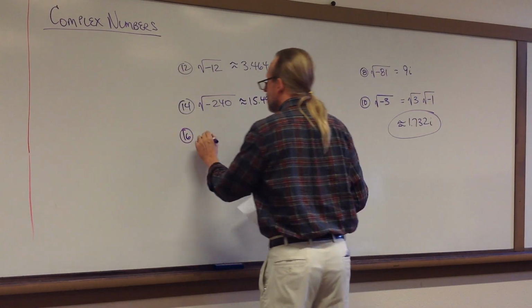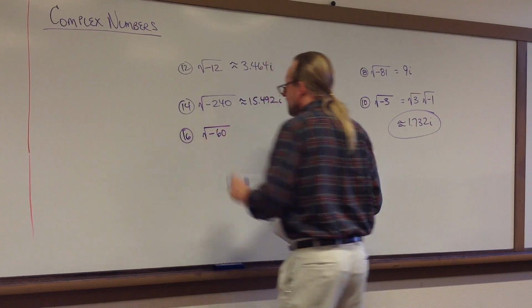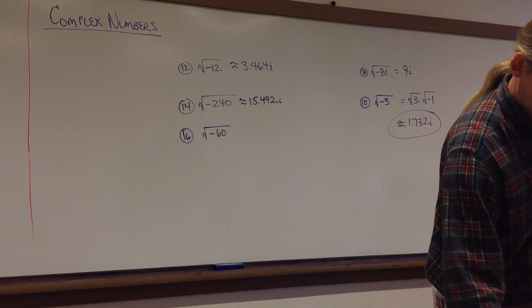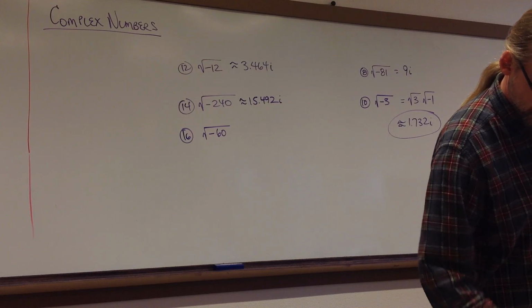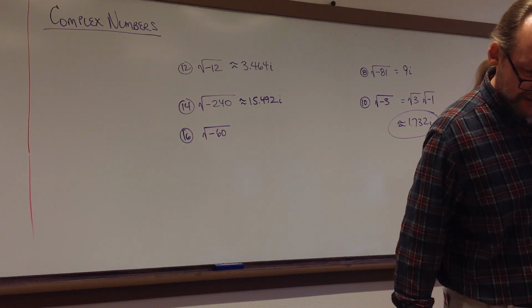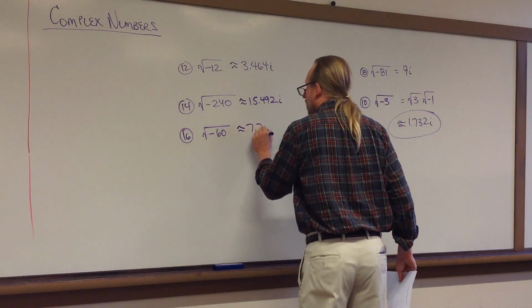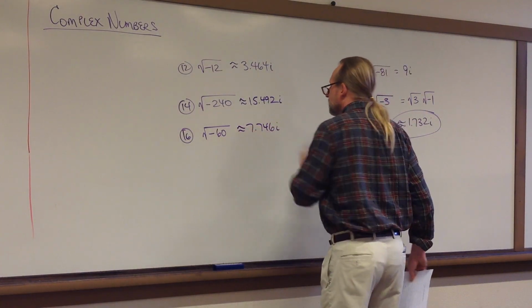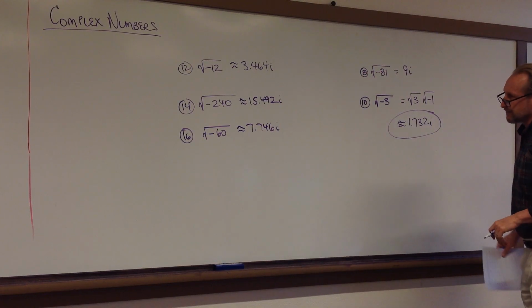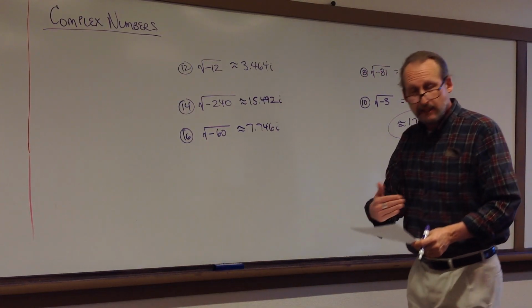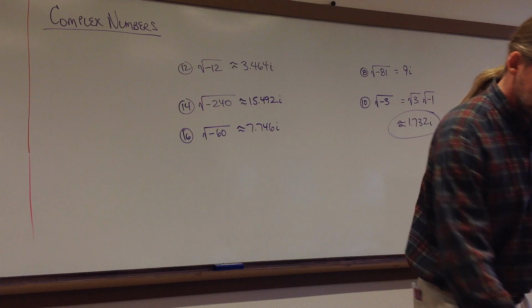Problem 16, square root of negative 60. So we get a good approximation for the square root of 60, 7.746. And then because it's negative 60, we tack the i on there. Okay, so that's the first part of the assignment.